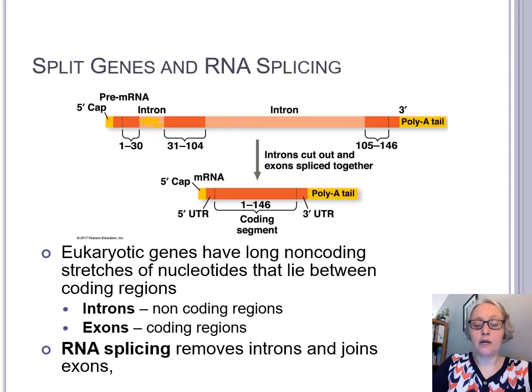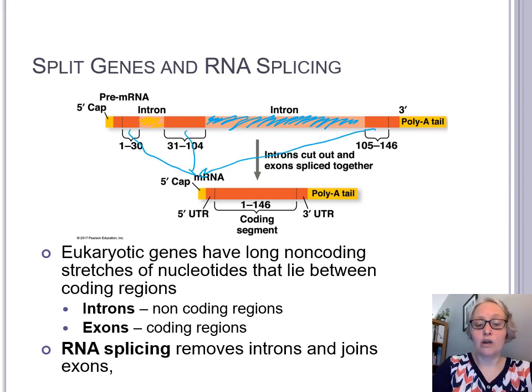In RNA splicing, what we need to do is remove these introns, these non-coding segments, and then glue together the actual coding segments, these three dark red parts. So in RNA splicing, we'll remove the introns, the non-coding elements, and we'll splice together the coding elements called the exons.